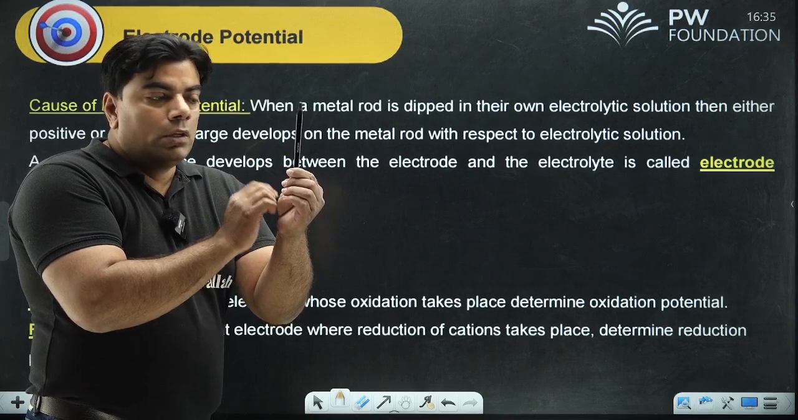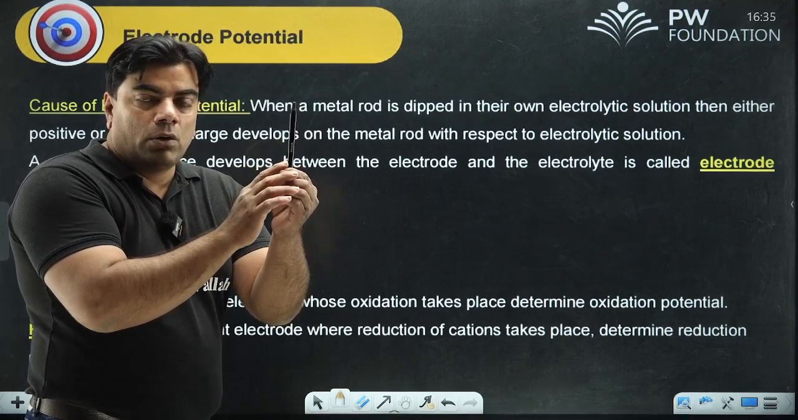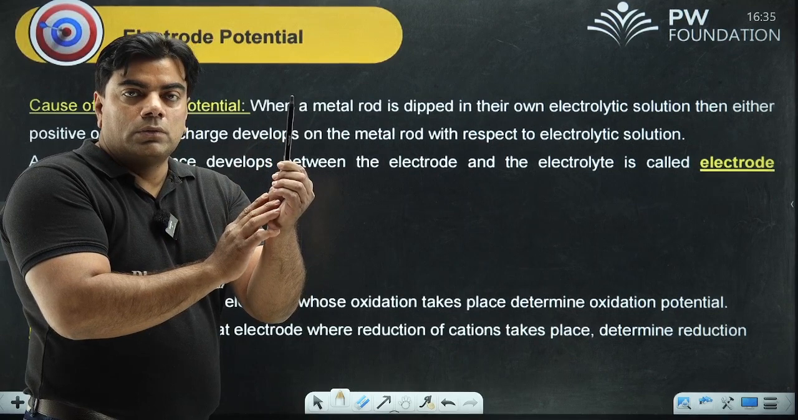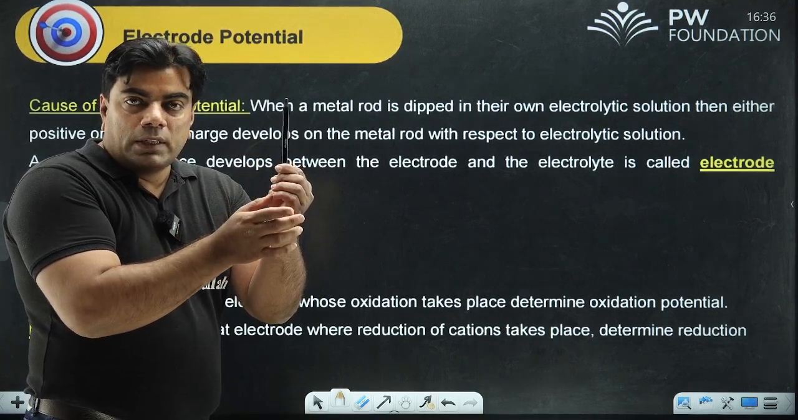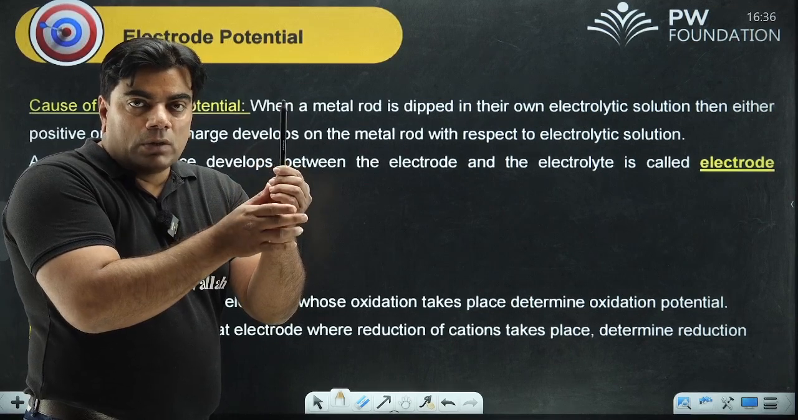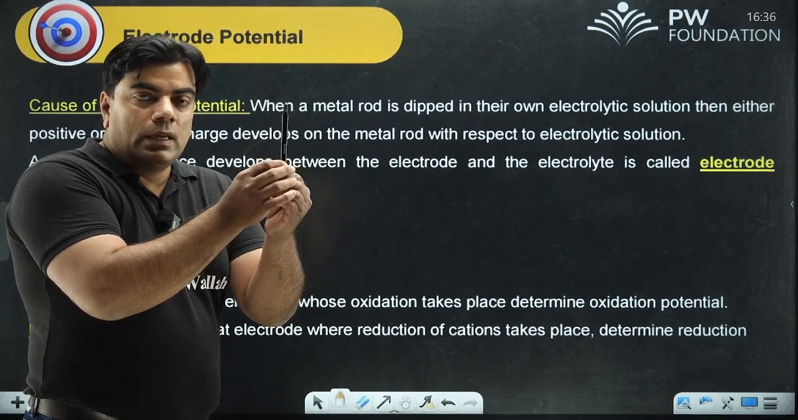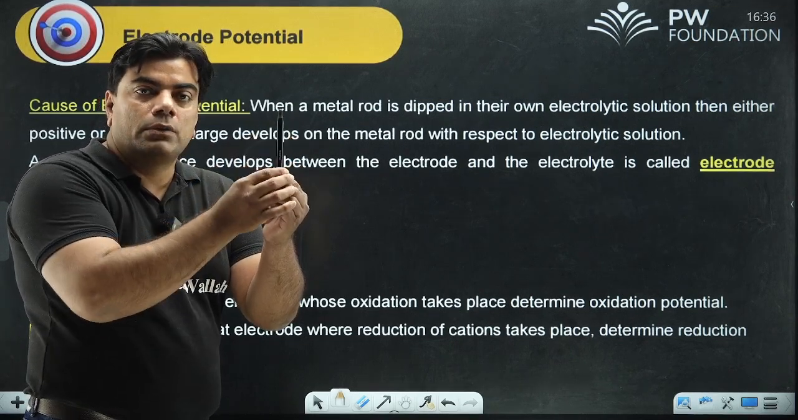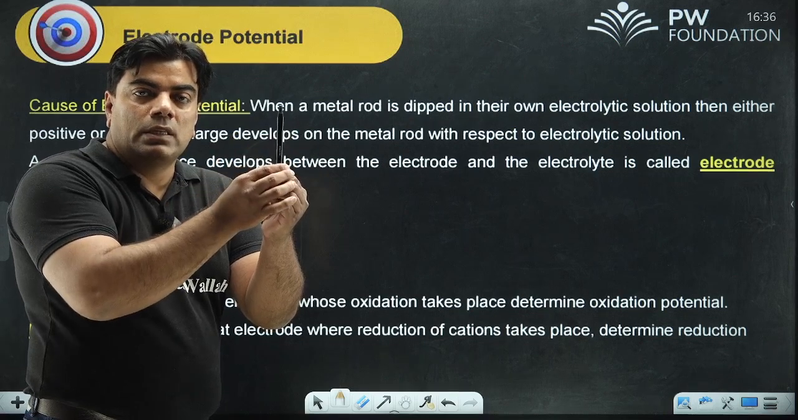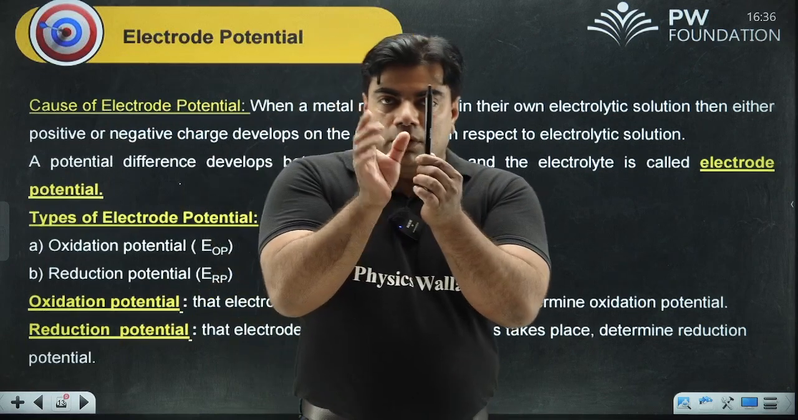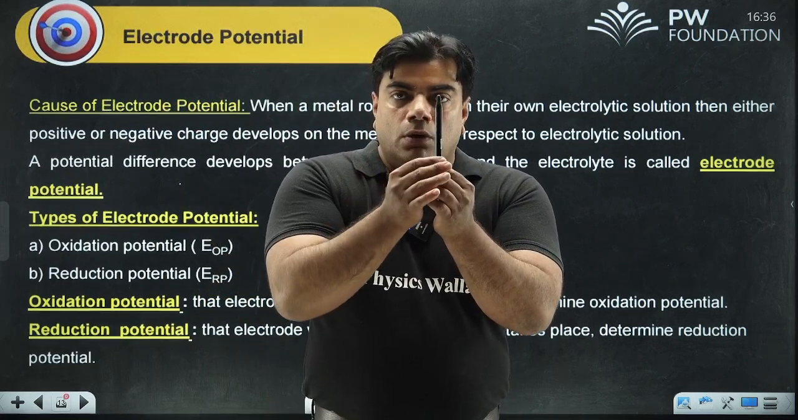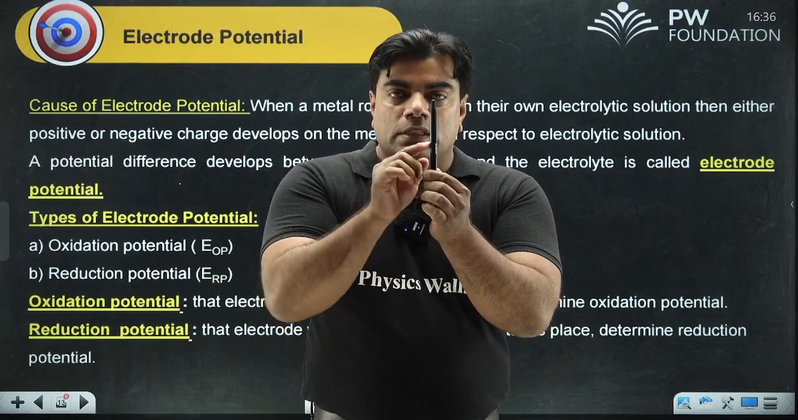If this metal rod loses electrons, it means cations are coming outside from this metal rod, and electrons remain in this rod. Suppose, again listen carefully, this is a metal rod. In my example, this is a copper rod.